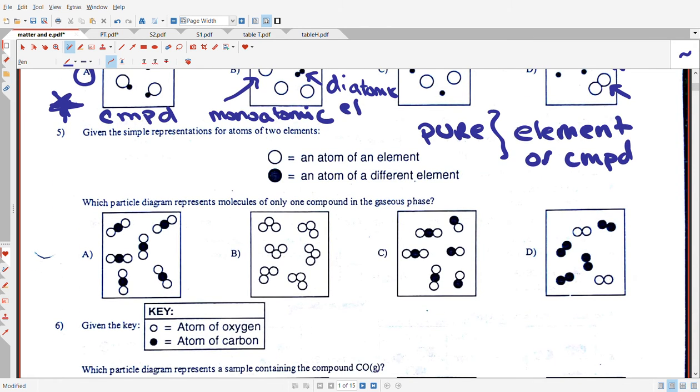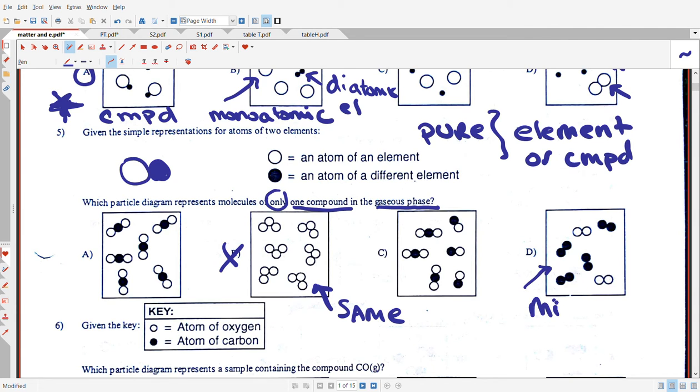Number 5. Which particle diagram represents only one compound in the gas phase? Now, a white dot represents one element and a black dot represents the other element, and you have to stick them together to represent a compound. Here they're all the same, so that can't be a compound. And here, this is a mixture, choice D, because you have 2 white stuck together and 2 black stuck together. So this is a mixture of 2 diatomic elements.